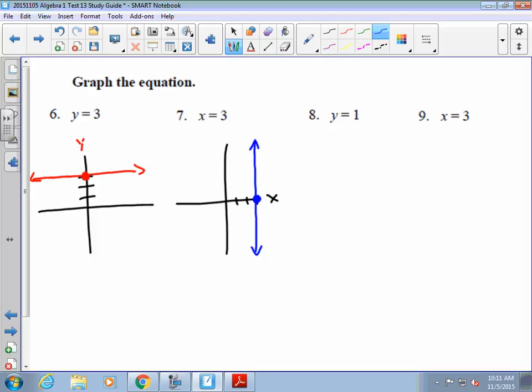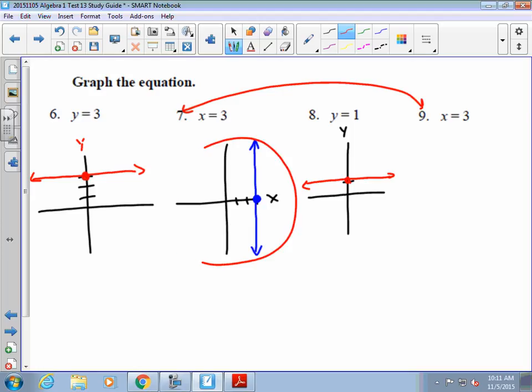Y is equal to 1. Again, same thing like number 6 was a second ago. This is your y-axis. So at 1, it's going to cross through there, and it'll always cross through at 1. It is a horizontal line, y equals 1. And then 7 and 9 are the exact same thing. X equals 3. It'll look just like this one.